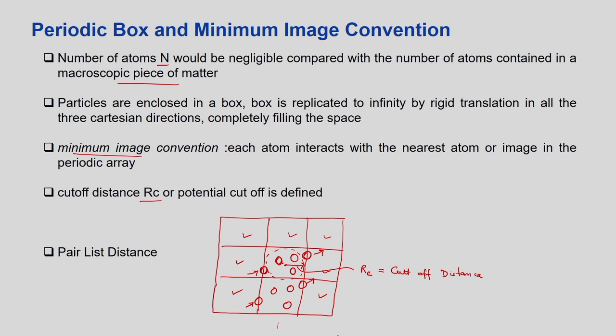So, in this case, the nearest atom here, if I draw this cutoff, is this, that is the image. Since it enters here, we will take up only this atom; we won't take this atom because it is outside this sphere of influence. So, that is why I say each atom interacts with the nearest atom or image. Cutoff means till what particular sphere of radius I will take the interaction.